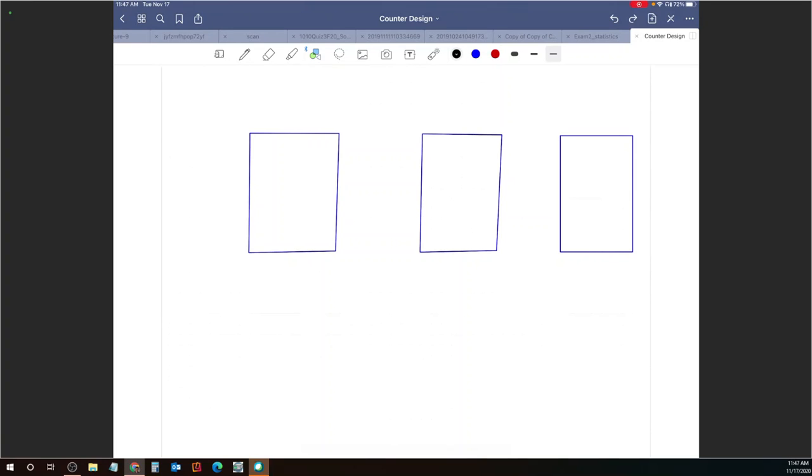Let's suppose we have a positive edge triggered design, right? So our counter is, let's say, positive edge triggered. So we have a positive edge for this, positive edge for this, positive edge for this, and that is going to be our clock input. So let's make our clock go through here and connect all of them. So that's our clock.